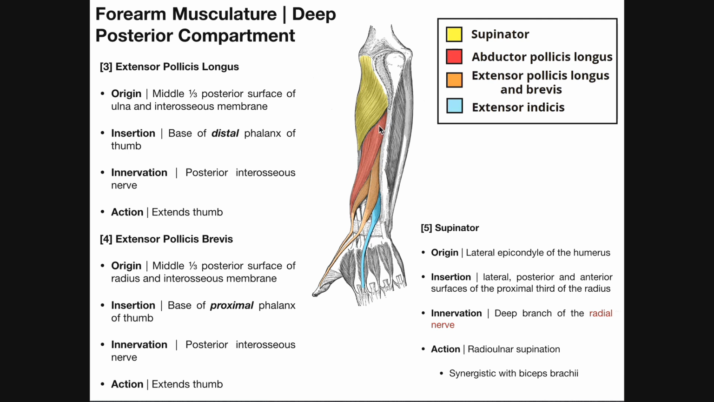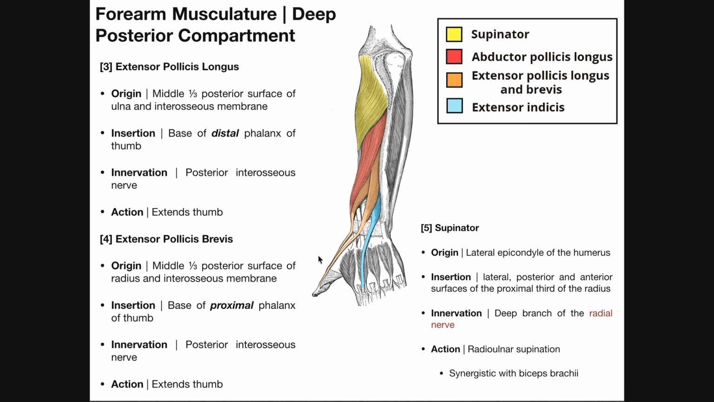Again, the origins are more or less covered up by that of abductor pollicis longus. But notice that the longus is actually going to insert at the base of the distal phalanx of the thumb. Okay, again, it's pollicis, so it's dealing with the thumb, but it actually inserts on the base of the distal phalanx. Remember, the distal phalanx is the one that's further out. It's distal to the proximal phalanx.